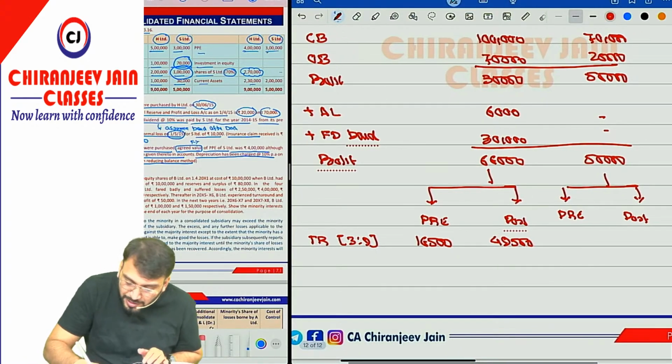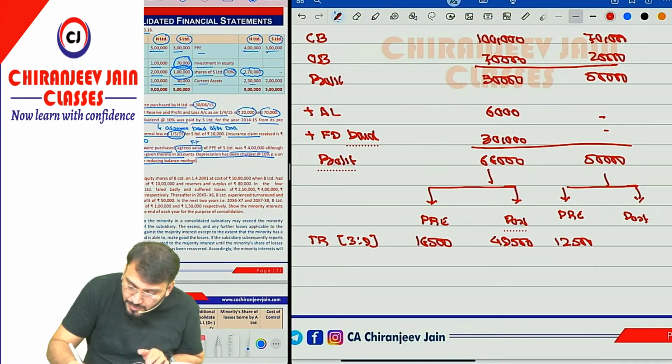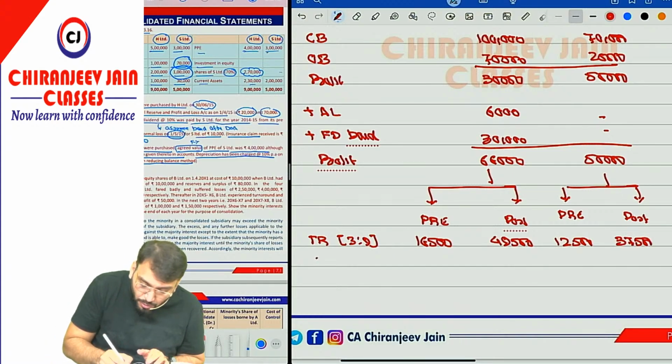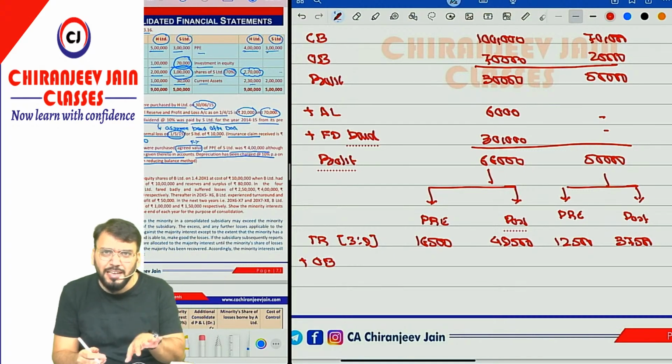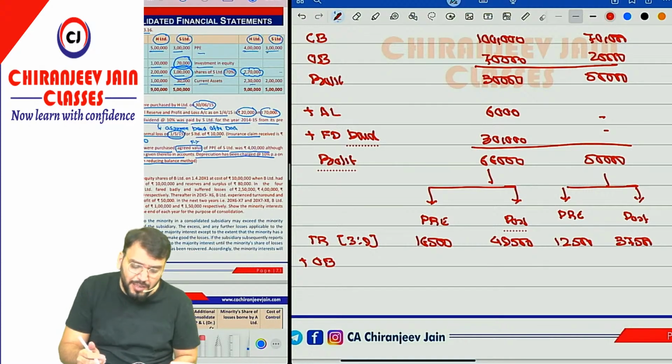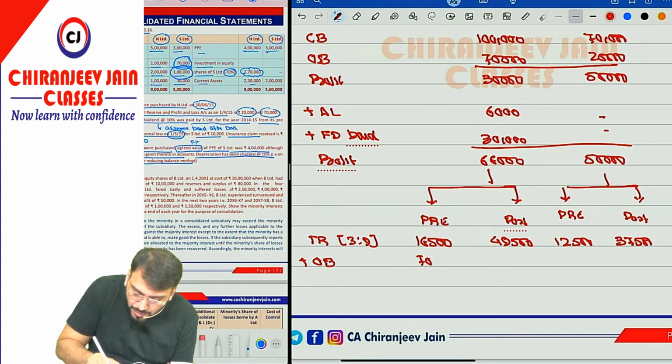Then 50,000 will be coming: 12,500 and then 37,500. In this we'll add the opening balance. Yeah, you can do deduct minus abnormal first also, but first add the opening balance. Opening balance 70,000 will be added here and 20,000 will be added here.